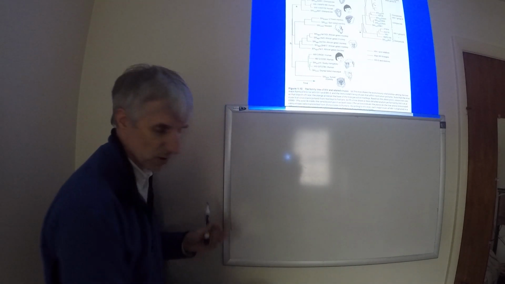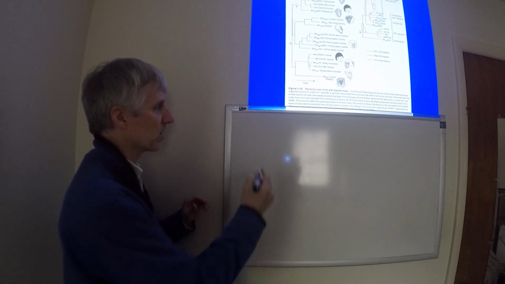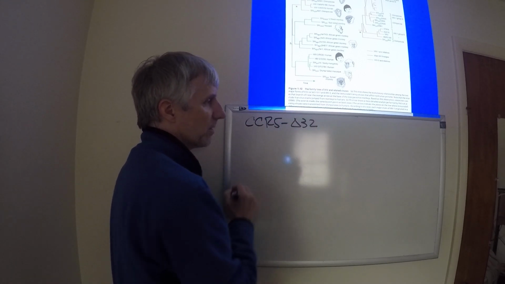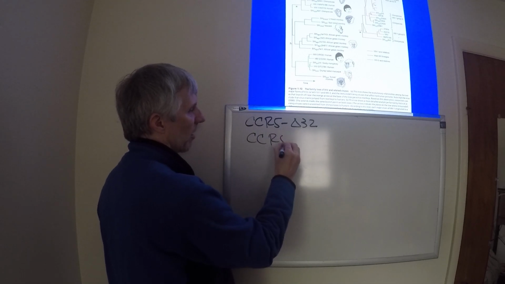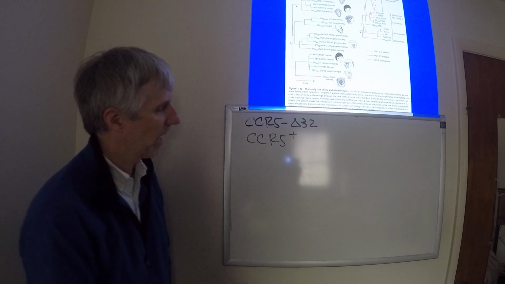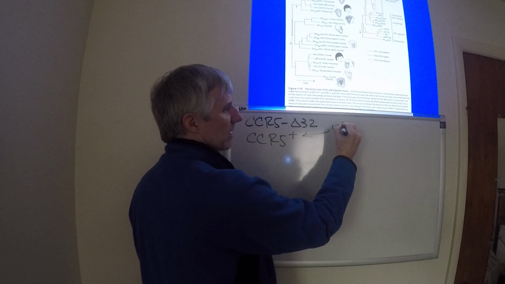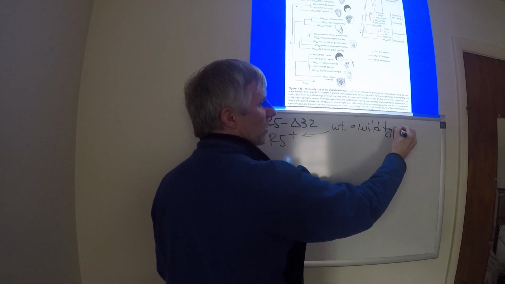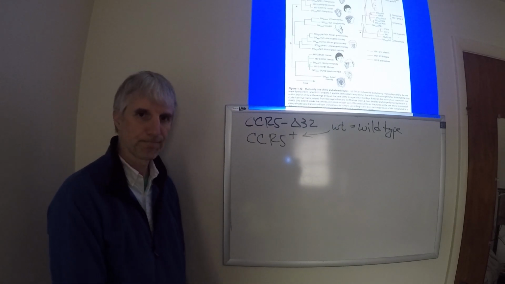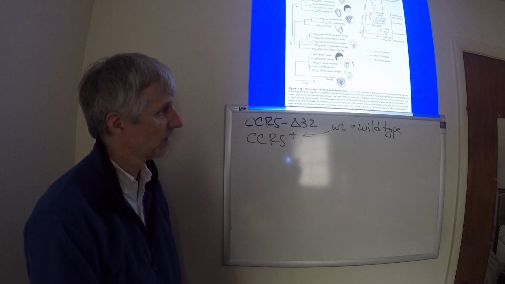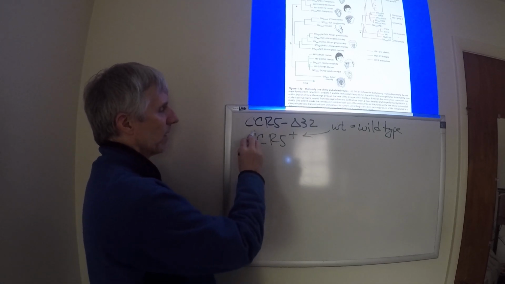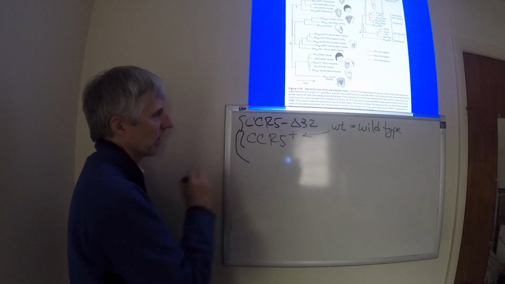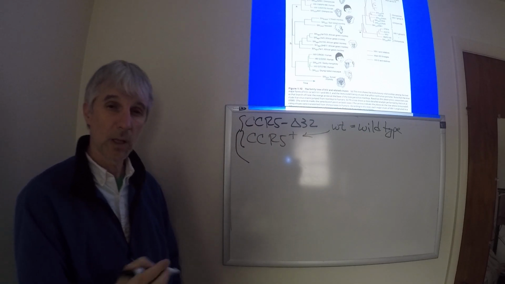The notation we can use for these alleles would go something like this: CCR5 delta 32, and then CCR5 plus. Anytime you see this plus, that indicates wild type, and the wild type is abbreviated as WT. Okay? All right, so let's go out into the population and look at these particular alleles.